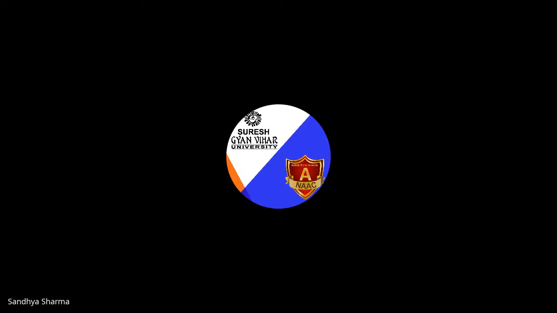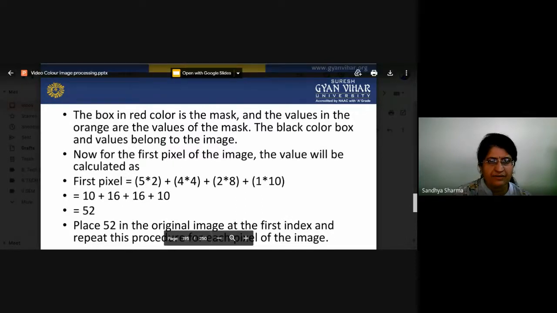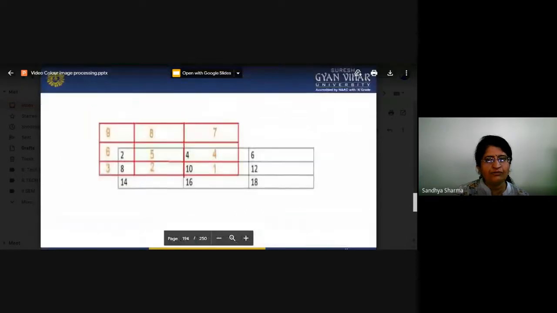You can see the red color is the mask, and the values in orange are the values of the mask. The black color frame is the image, the input signal. Now for the first pixel of the image, the value will be 5 into 2. You can write here 5 into 2.